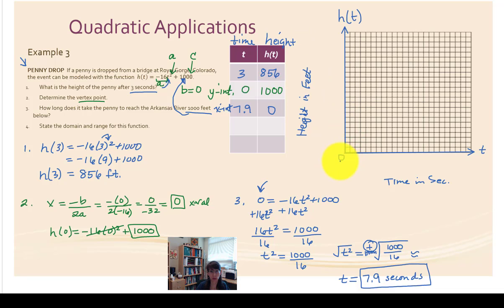Our scale would start with 0. The most amount of time involved here is our largest number, 7.9 seconds. So just to spread this out a little bit, I'm going to skip every other line and just count by ones. Our largest height is 1,000 feet. So if I counted by 50s, that means every 2 lines is worth 100. So make sure you're consistent with counting by 50s. 50, 100, 150, 200, and so on.